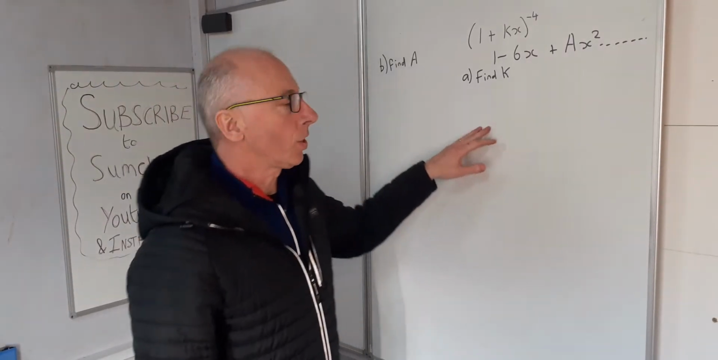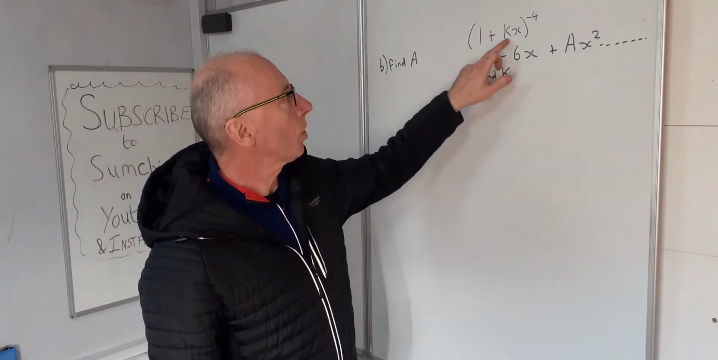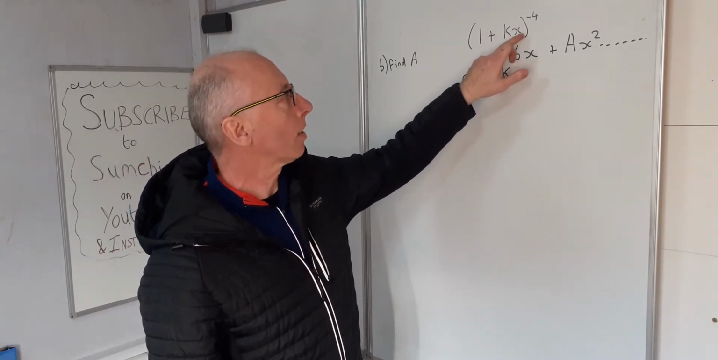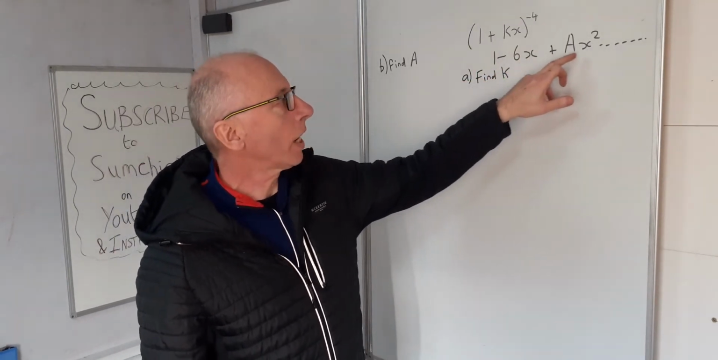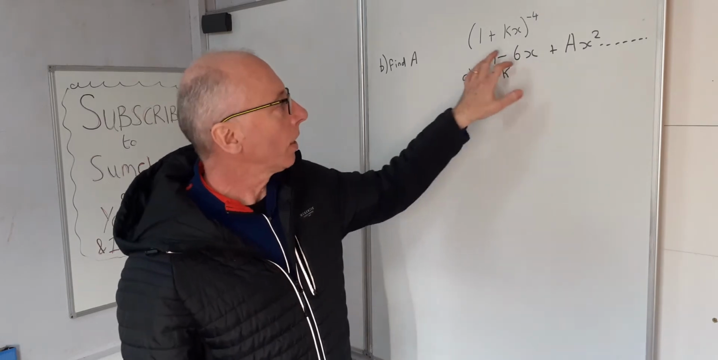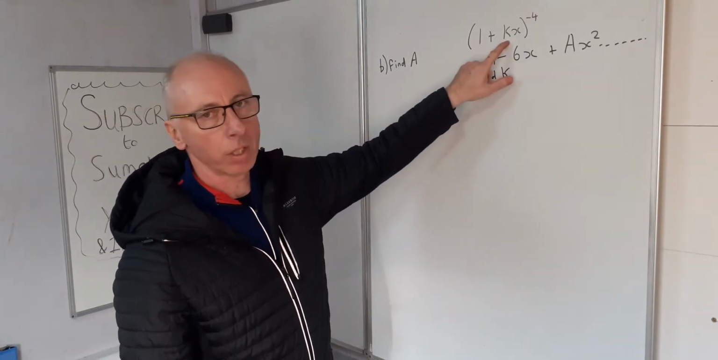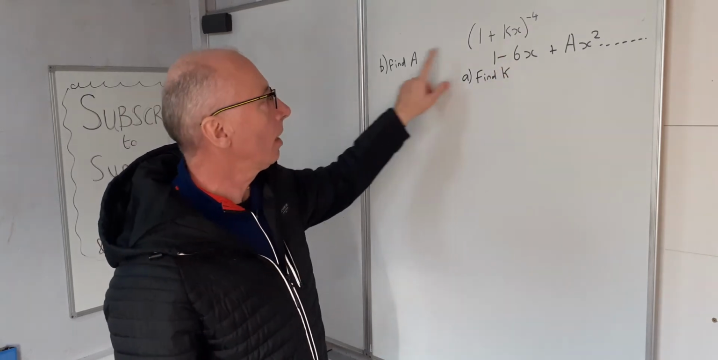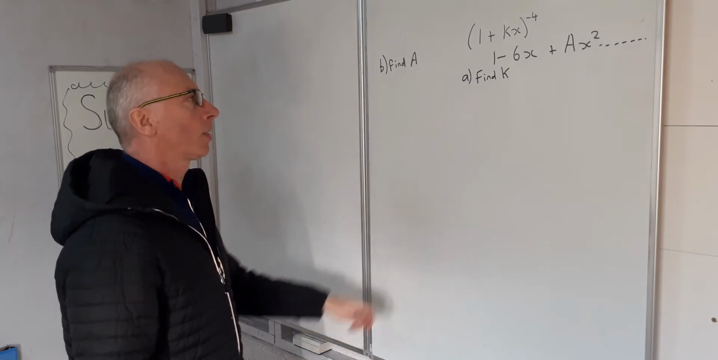Okay, so this question concerns us with binomial expansion. We've got (1 + kx) to the power of minus 4, and we're given 1 − 6x + ax² + ..., that's the first three terms. We're looking to find k, which is inside the brackets, and a, which is part of the third term. So, start to find k.